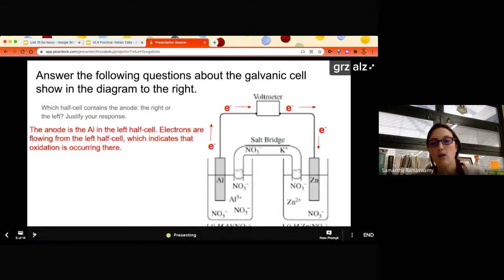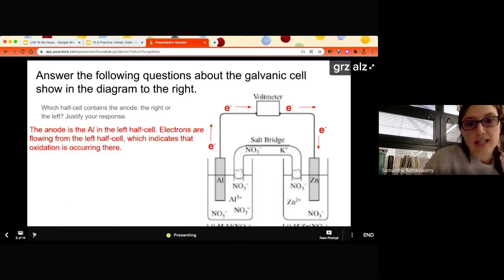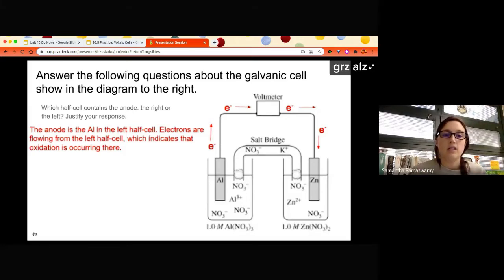And so here's how College Board scored this. These were their scoring guidelines. So the anode is the aluminum in the left half cell. So the left half cell is the anode. Electrons are flowing from left to right, which means oxidation is occurring in the left half cell. That's our reasoning.